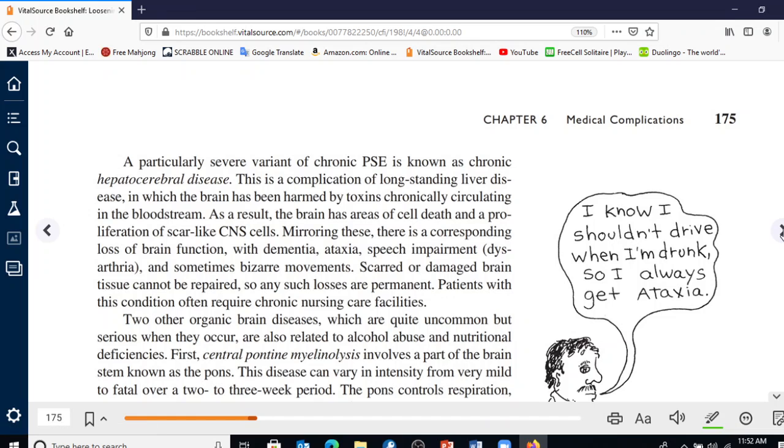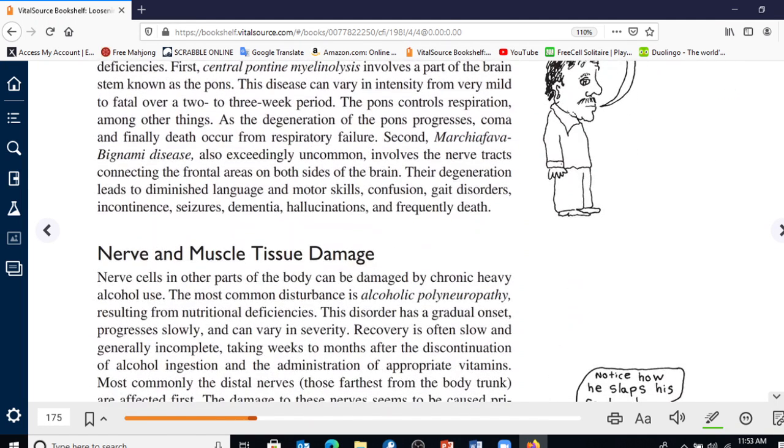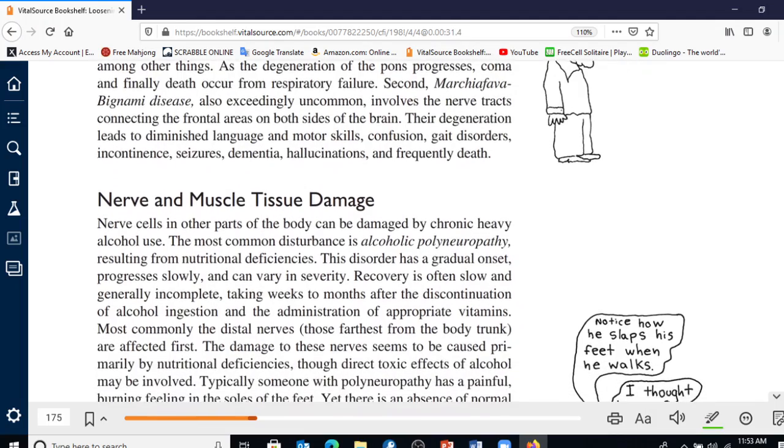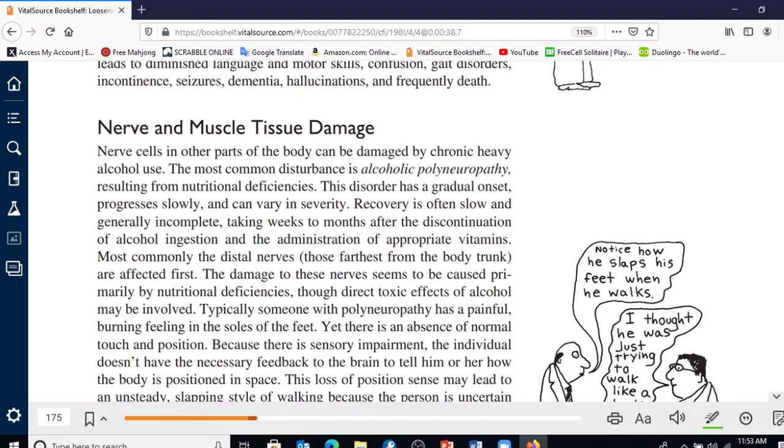And this is, again, an organic brain disease that doesn't respond to treatment.